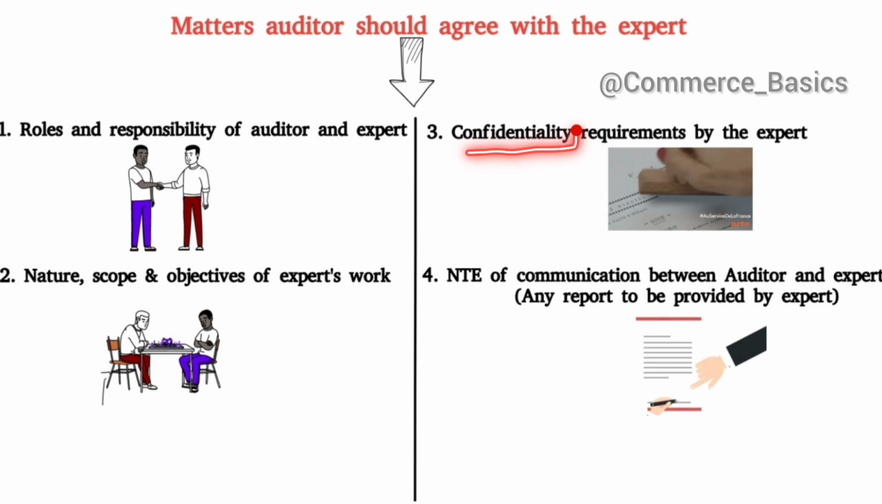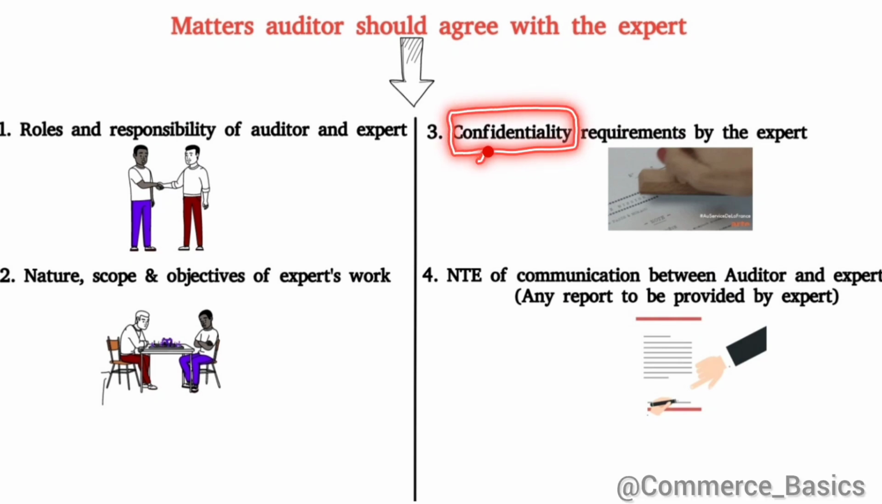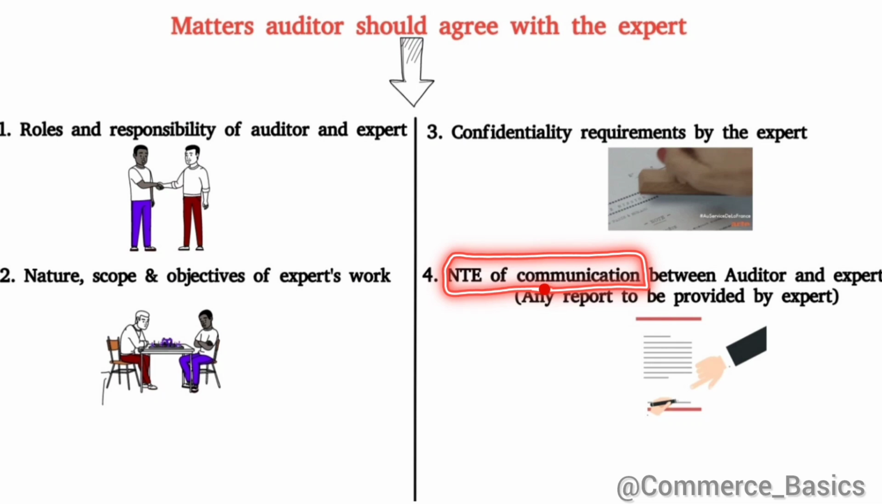Then confidentiality requirements. If the auditor is giving client data and it is confidential, then there should be an agreement between the auditor and expert. And finally, the communication, like what kind of communication they should have between each other, whether a report is provided, or it's oral communication. These are the kinds of matters they should agree on before giving the work to the expert.